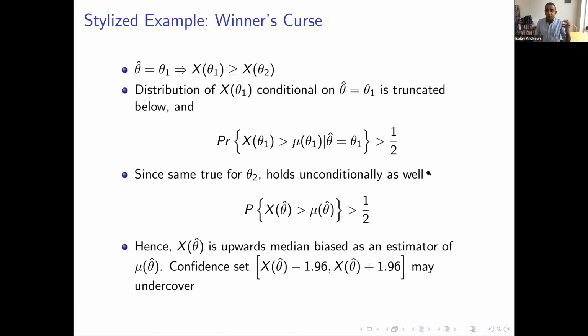But the problem I've set up here is totally symmetric in treatments theta 1 and theta 2, so the same is true unconditionally as well. So the unconditional probability that we overestimate the true effectiveness of the recommended treatment is strictly greater than a half. This says that our conventional estimate for the true effectiveness of the recommended treatment is upwards median biased as an estimator for its true effectiveness. And at least in some cases, the corresponding confidence set, which just takes that estimate, adds and subtracts 1.96 standard errors, may undercover.